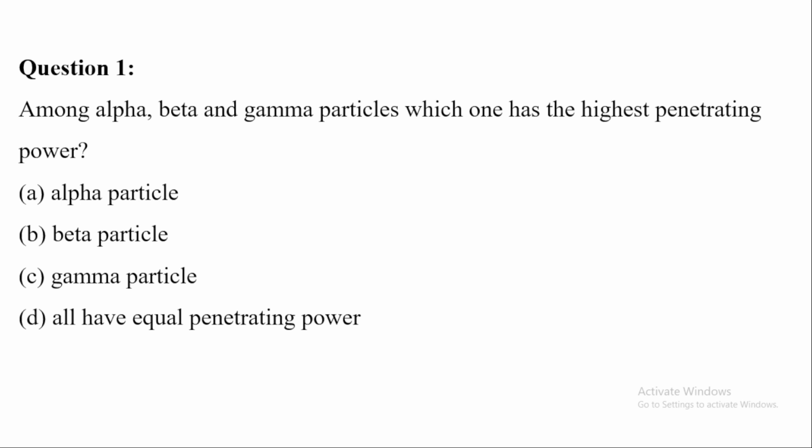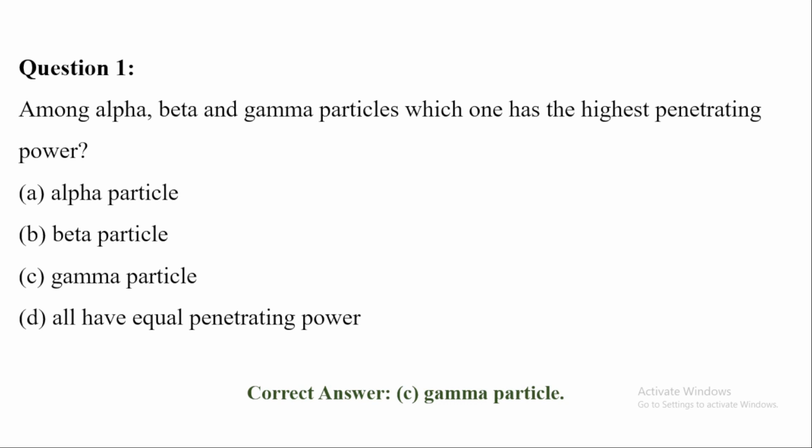So the first question is, among alpha, beta and gamma particles, which one has the highest penetrating power? Option A is alpha, option B is beta and option C is gamma, and all have equal penetrating power. So we have to tell which of these particles has the highest penetrating power. The answer for this question is gamma particles. So gamma particles have the highest penetrating power.